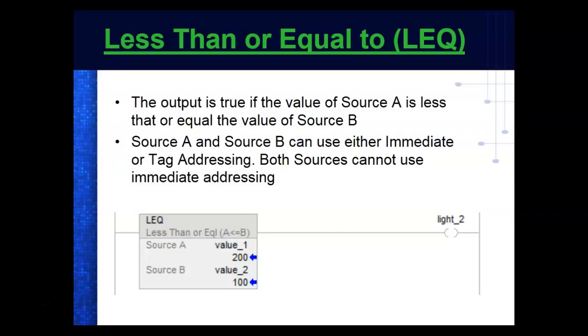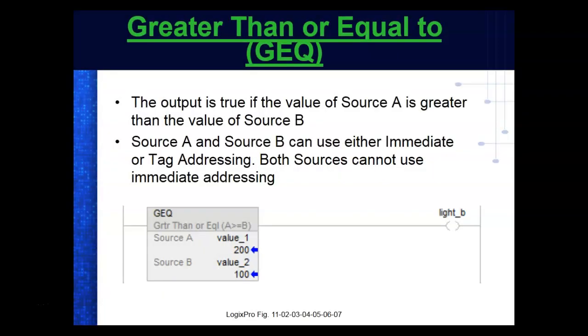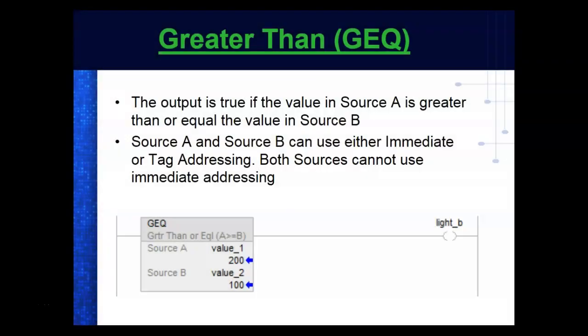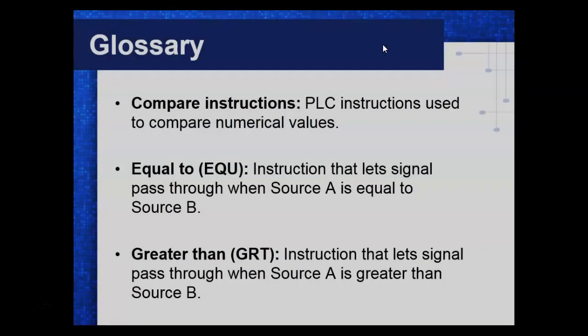Less than or equal to, the output is true if source A is less than or equal to the value of source B. Of course, the next sentence is the same on all of them. Greater than or equal to. So this is right. So I do have it in there. The output is true if the value in source A is greater than or equal to the value in source B. So the over what's supposed to be GRT? Yeah, I think so. This should have been GET. So what I did is I pulled in the wrong picture.